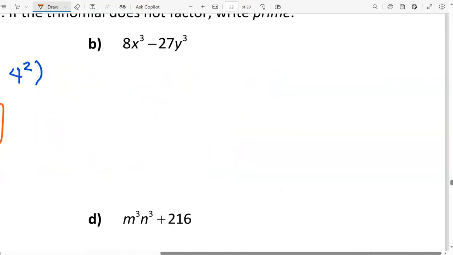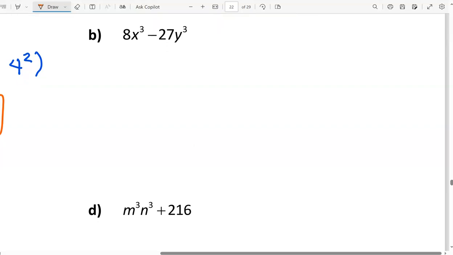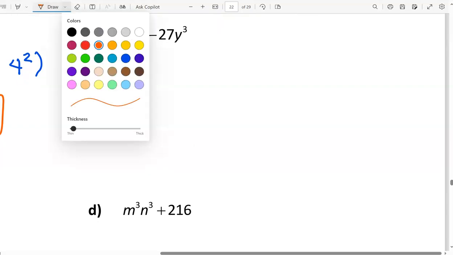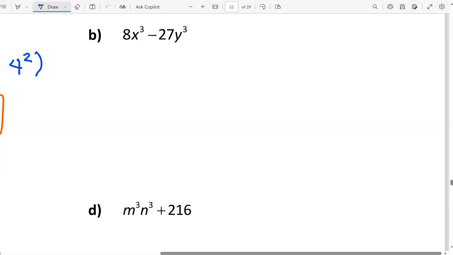All right, in B, we're going to recognize this as the difference of two cubes. So that is 2x, the quantity cubed, minus 3y, the quantity cubed.